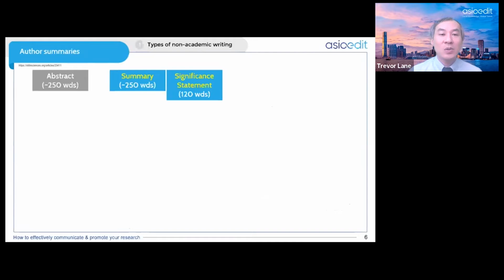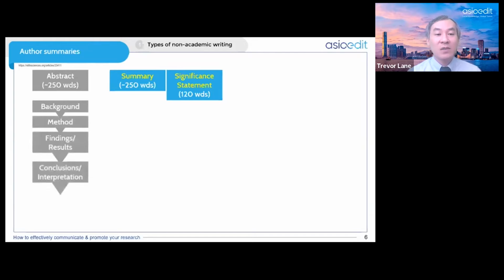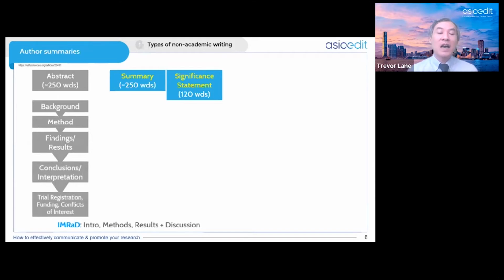So let's have a closer look. There's the abstract, a summary version, and let's call it a significant statement. PNAS has this, so it's a shorter version. So an abstract could be 1 paragraph, or it could have sections called background, method, findings and results, or conclusions, interpretation. There could be an end section of trial registration and number, the funder, any conflicts of interest. So that would be a complete abstract.